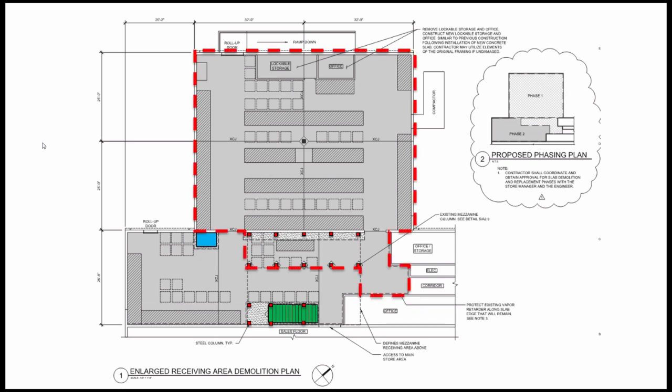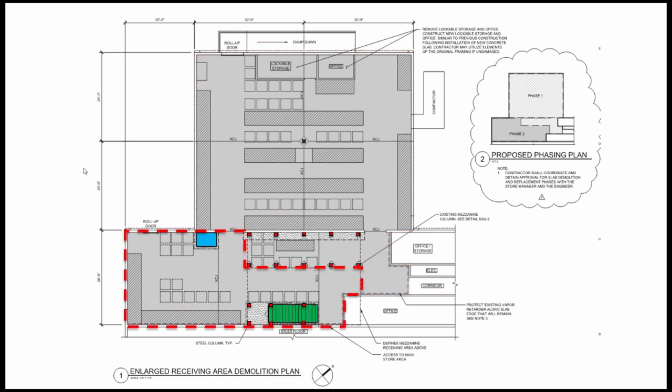In addition, just to accommodate the continuing function of the store, they had separate receiving area storage, not off-site, but outside in the loading area, set up so that we could complete replacing the slab in two phases. This red box here illustrates the first phase, and this smaller box here illustrates the second phase.